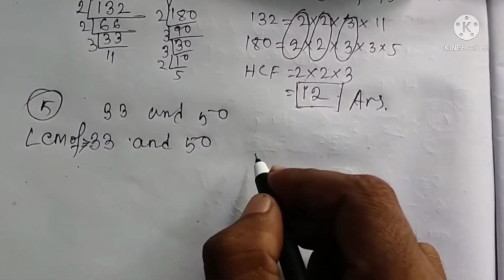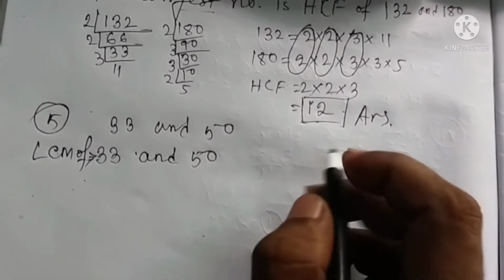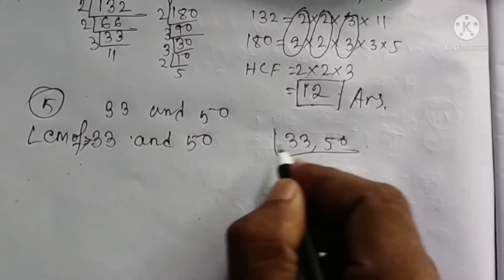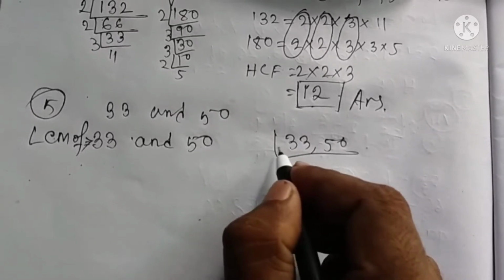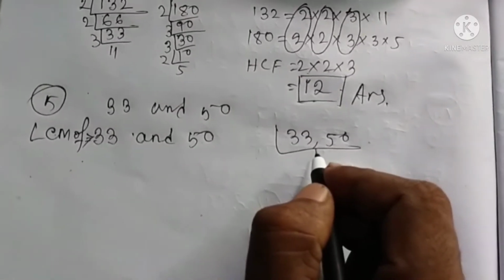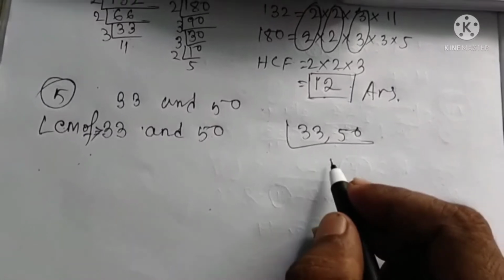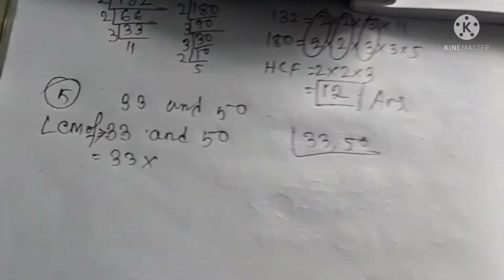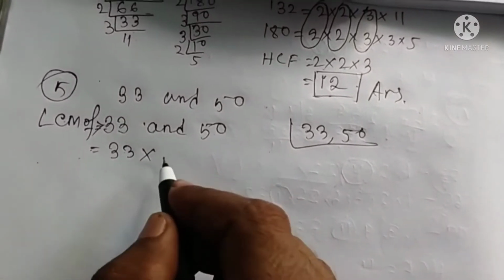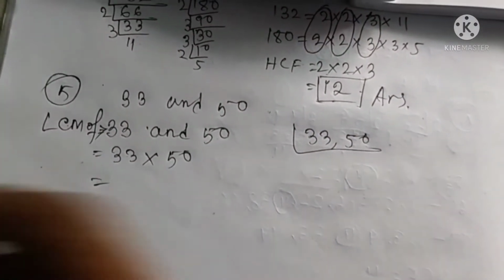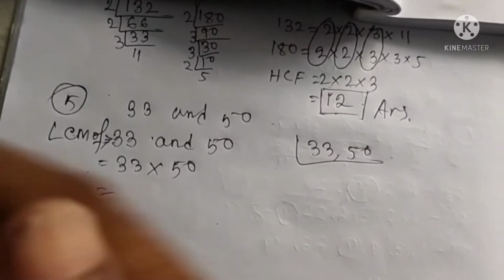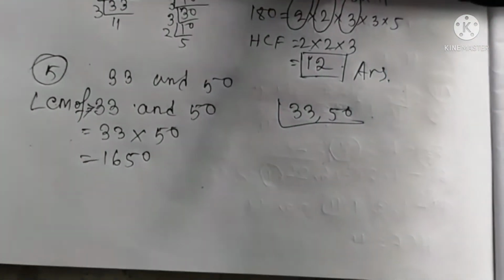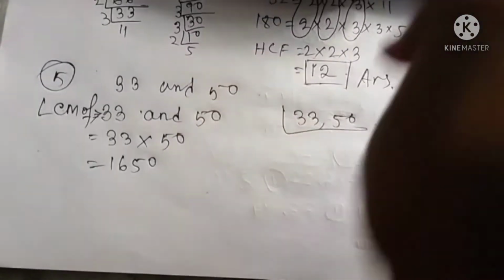So you know how to find the LCM. Here 33 and 50. Is there any common factor? No. So just multiply these two numbers, then you will get your LCM. 33 into 50. So our answer is 1650.